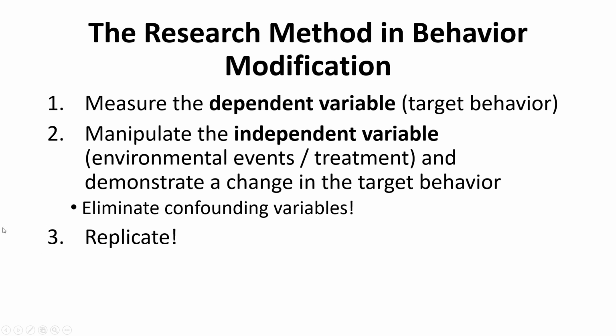And then step 3 here is to replicate those results. Just doing this once doesn't really tell us that that manipulation is the for sure cause of the change in our dependent variable. We want to make sure that that's what's going on. And we'll see that idea of replication as we move through this lecture here.